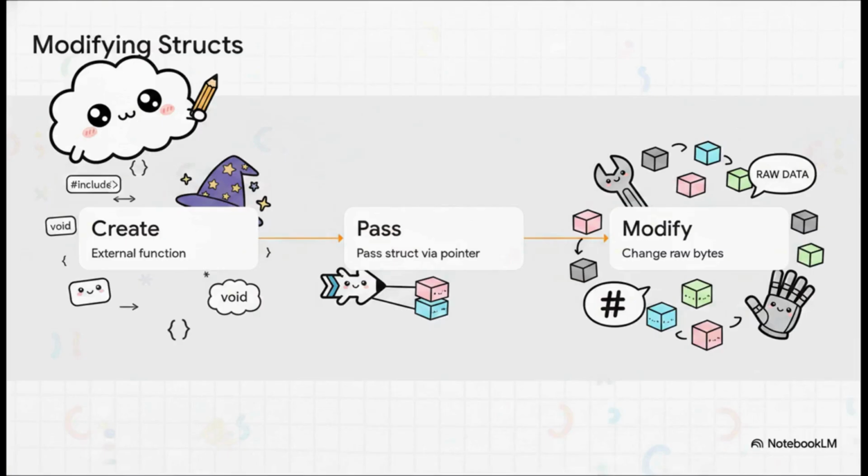Because the struct is just a passive bucket of memory, how do you actually manipulate it? Well, you have to follow a very specific set of steps. First off, you have to create a completely separate external function somewhere else in your code. Second, you pass your structure into that function, and ideally, you're doing this using a pointer so you aren't wildly and inefficiently copying all those raw bytes back and forth. And only then, in step 3, can you actually modify those raw bytes.